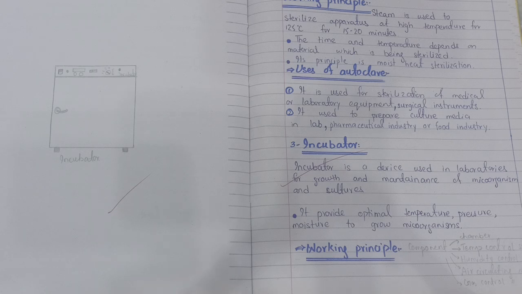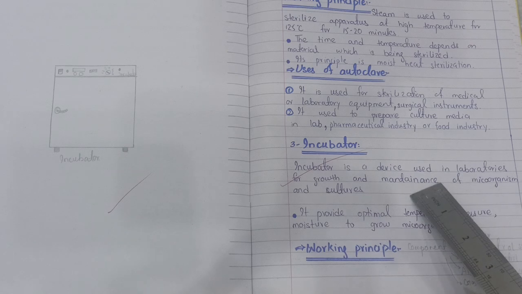है. Then the next instrument used in the microbiology lab is the incubator, which is a device used for growth and maintenance. It is not for sterilization. Make a concept in your mind: autoclave is for sterilization, incubator is not for sterilization. It is a growth medium.